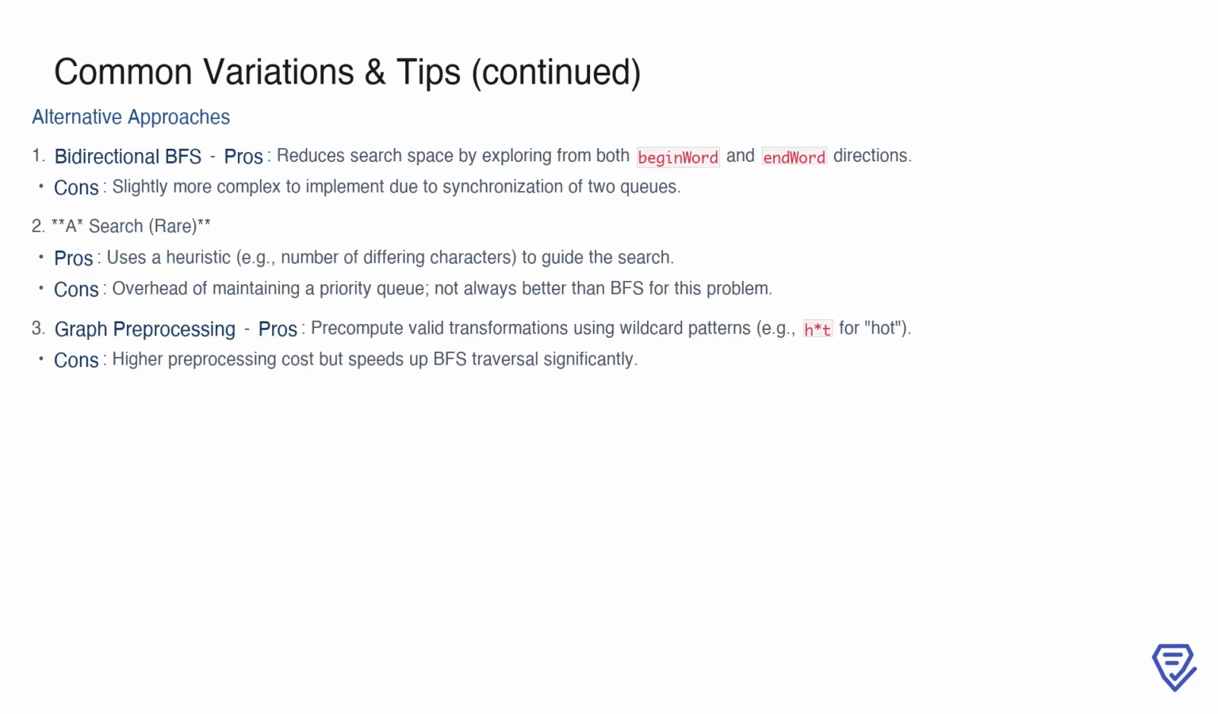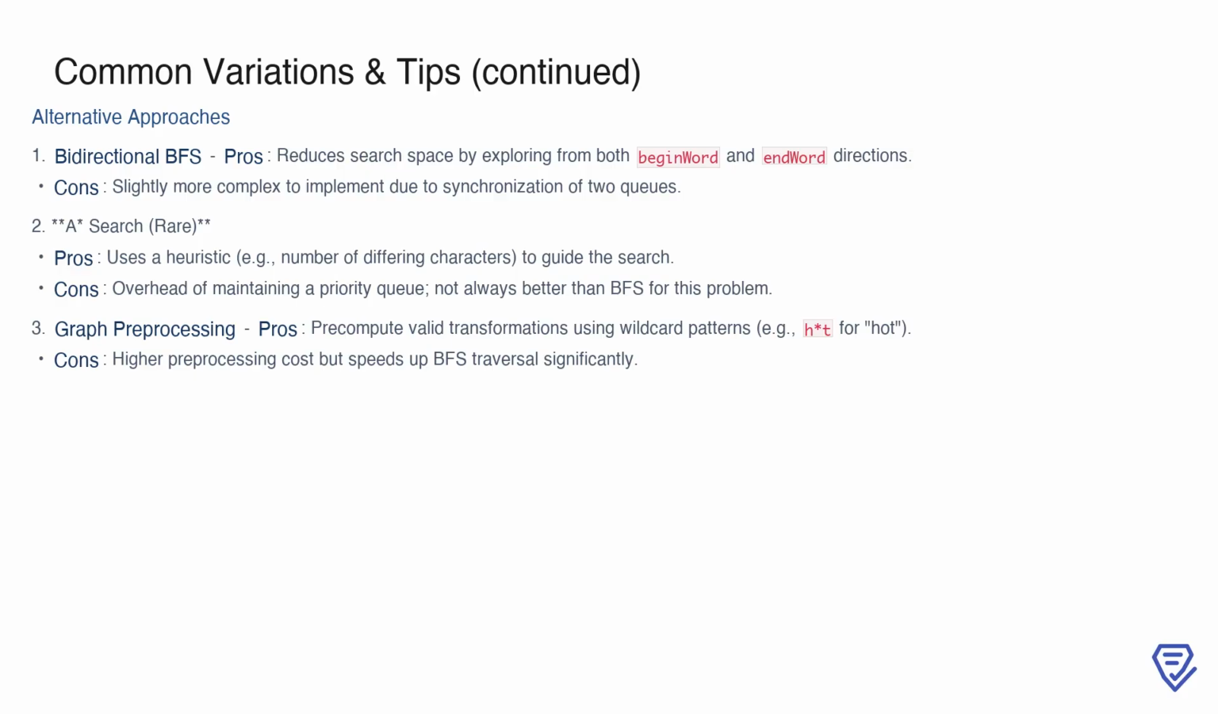For alternative approaches, consider bidirectional BFS as an excellent optimization. It reduces the search space by exploring from both the begin word and end word directions simultaneously. However, it does come with added complexity, as you need to synchronize the two queues. Another option, though less common, is A* search. This uses a heuristic, such as the number of differing characters between words, to guide the search. While it can seem promising, it introduces the overhead of maintaining a priority queue and isn't always more efficient than BFS for this specific problem.